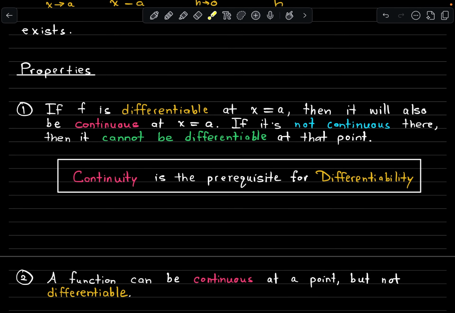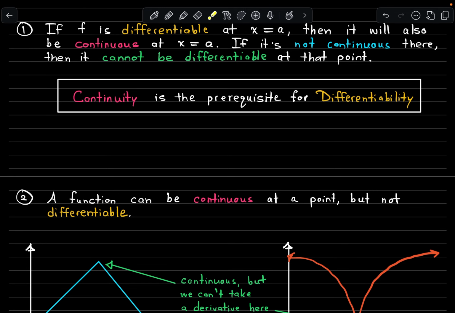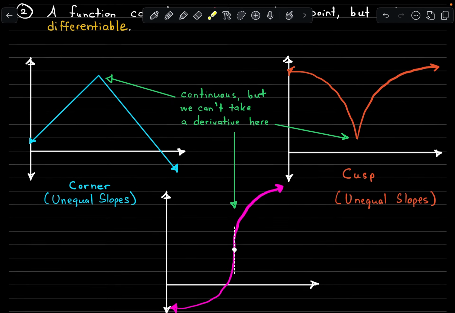But continuity alone is not enough to establish differentiability, right? A function can be continuous at a point, but then not be differentiable. We can draw it nicely without ever lifting our pencil from the page, but then we still can't take a derivative at it. And this is going to happen in a couple of special cases. Okay.